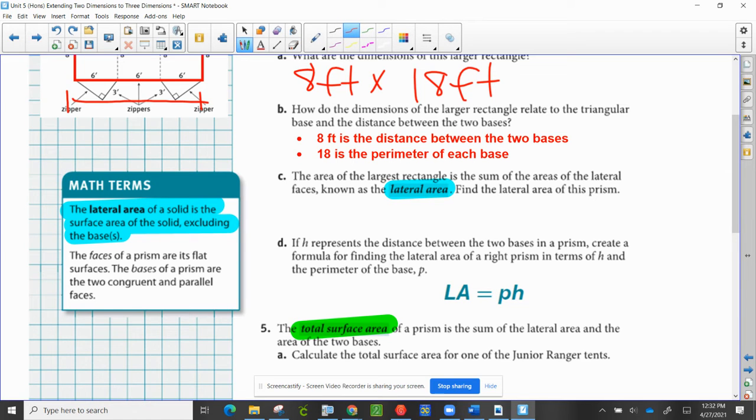Now in this one, the perimeter of our base again was 18. The height, which connects the two bases, is 8. So if we multiply that out, we should get 144 feet squared. Okay, and again, that gives us our lateral area. Lateral area is the area of the figure excluding your two bases. So it's the area of just your faces all put together.